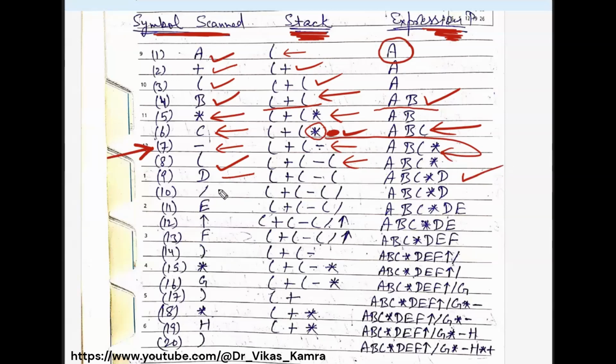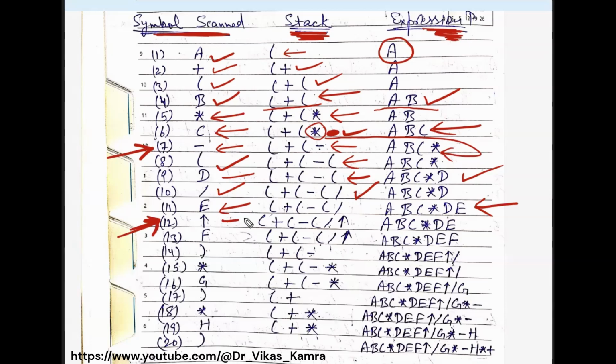If an operator is coming, now there is no operator on the top of stack, the only left bracket is there, so simply push that operator divide onto the stack. If an operand is coming, simply add it into the postfix expression. Now another important step, step number 12.